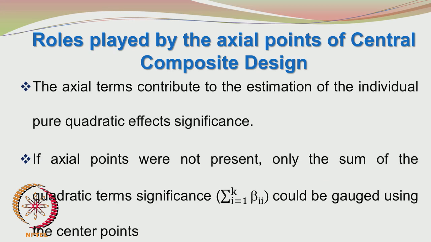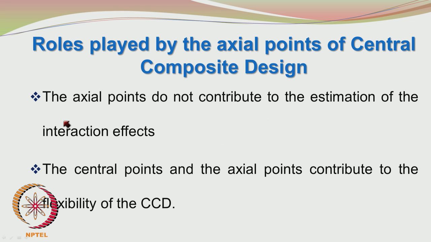So, in order to identify the curvature effects explicitly, we require the axial points. Why should the axial points be located at minus root 2 or minus 1.414 and plus root 2 or plus 1.414? The answer to this would be given shortly. So, the axial points contribute to the estimation of the individual pure quadratic effects significance, and if the axial points were not present, only the sum of the quadratic term significance could be gauged using the center points. And the axial points do not contribute to the estimation of the interaction effects.